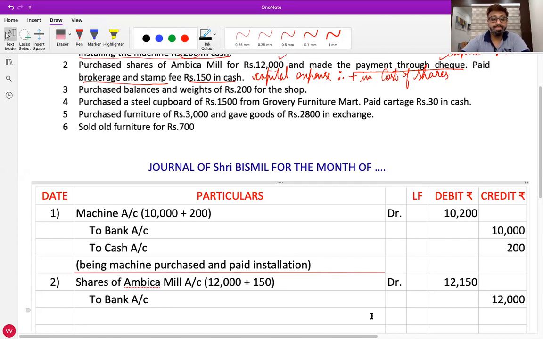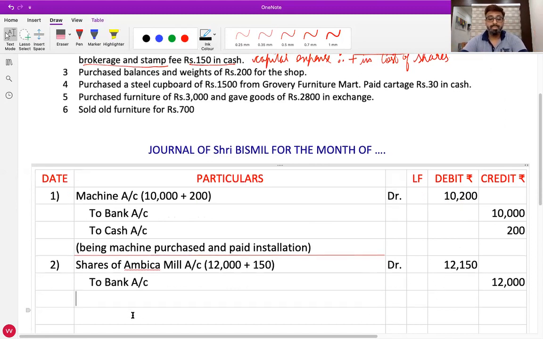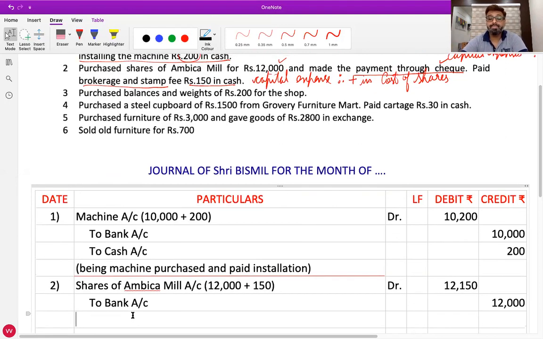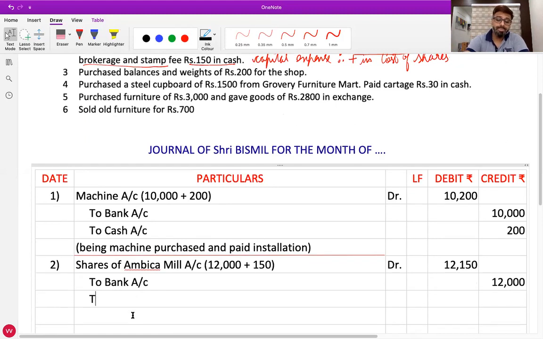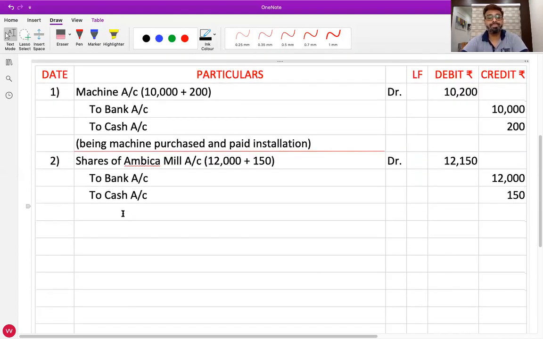Third effect. Brokerage and stamp fees is an expense? No, that is not an expense. We have to add it in the cost of shares. Cash goes out. Rule: credit what goes out. Therefore, cash account credit with 150. Did all of you understand this? Everyone? Yes, sir. Being shares of Ambika Mill purchased and paid brokerage.